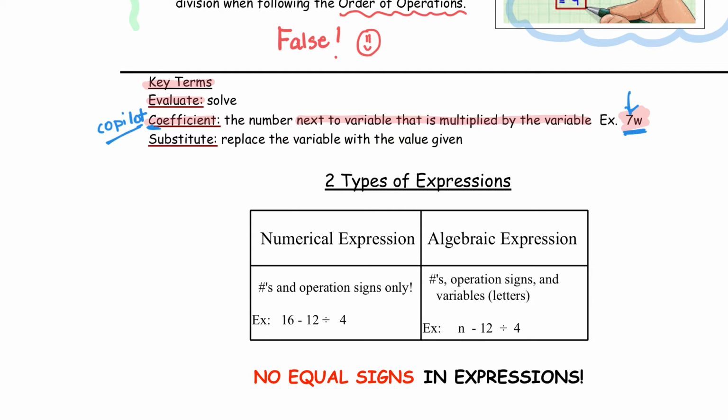One more. Let's do another example of coefficient. If I had 8x, what would be the coefficient? The coefficient would be the 8, and the variable would be the x.